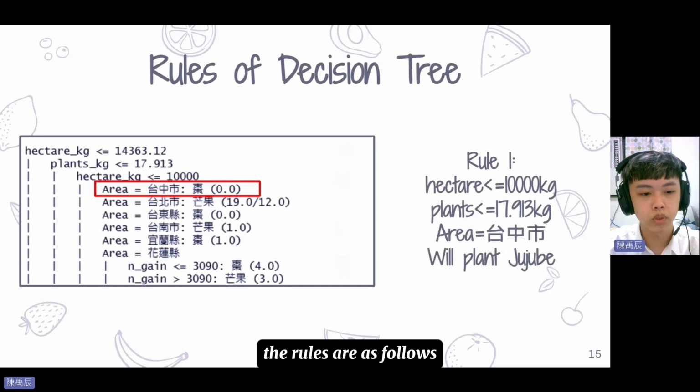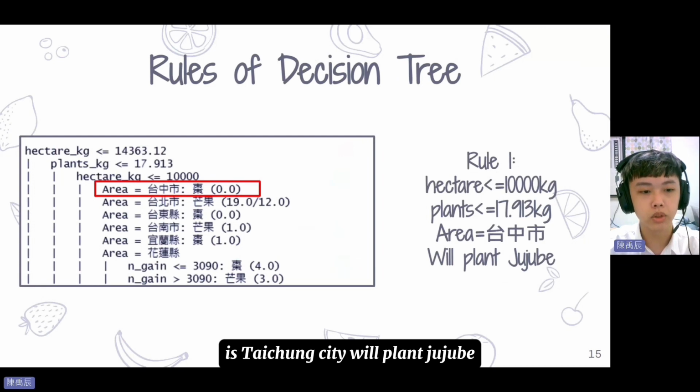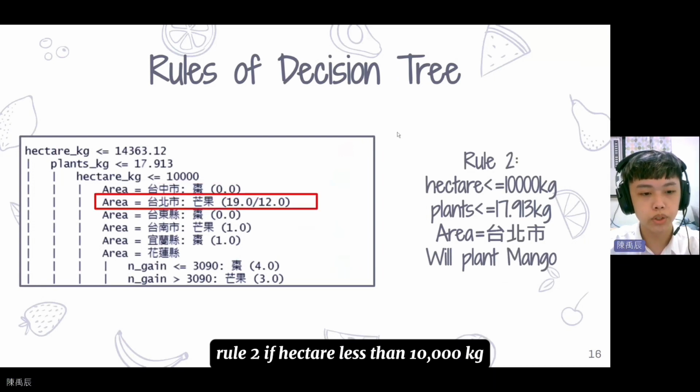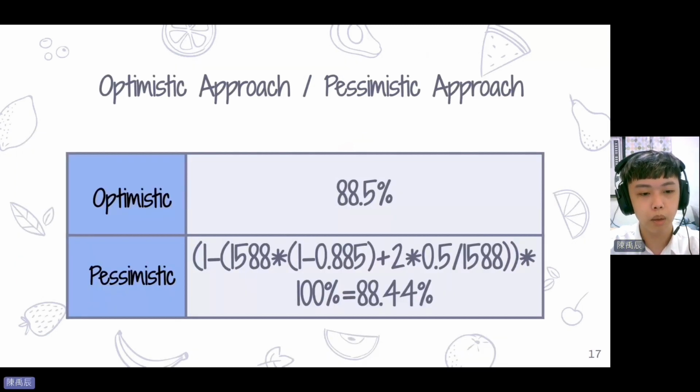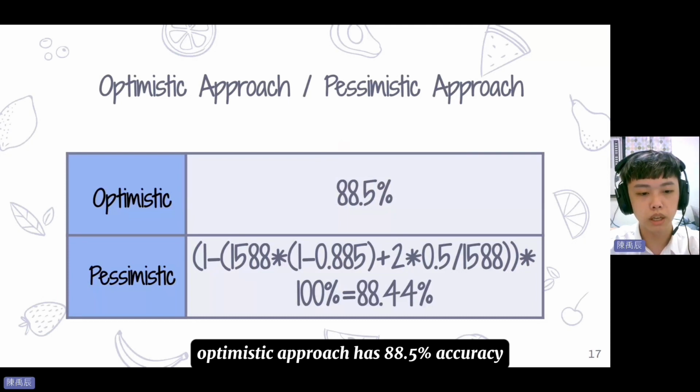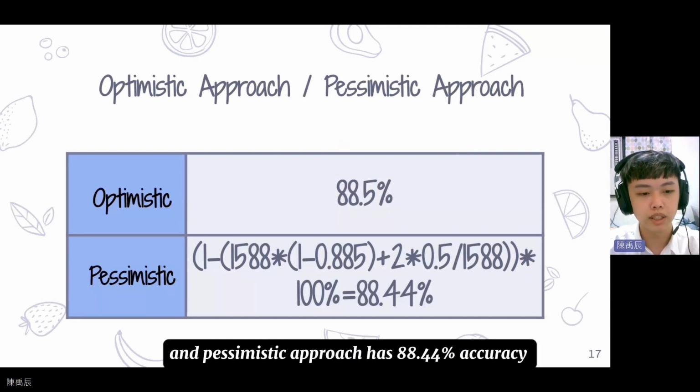The rules are as follows. Rule 1. If hectare is less than 10,000 kg, plant is less than 17.91 kg, and area is Yangmei City, it will plant jujube. Rule 2. If hectare is less than 10,000 kg, plant is less than 17.91 kg, and area is Taipei City, it will plant mango. And the last is the optimistic and pessimistic approach. The optimistic approach has 88.5% accuracy, and the pessimistic approach has 88.44% accuracy.